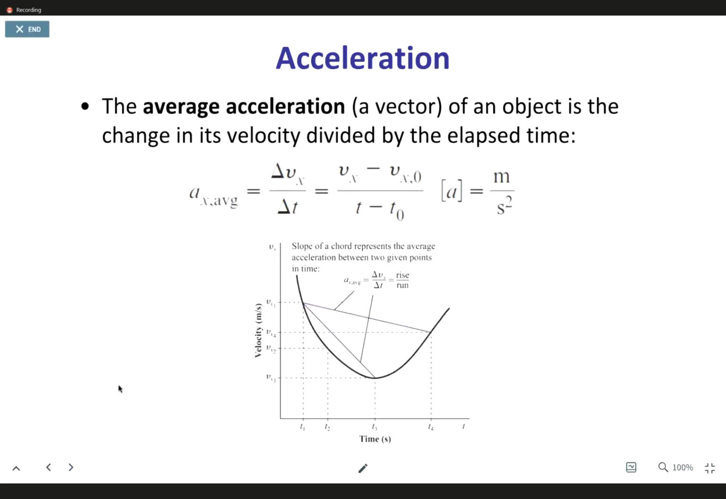So moving on, let's talk about acceleration. Acceleration is going to be a vector, and it's the change in the velocity divided by the change in time. That would be the average acceleration, sorry. And you would calculate it exactly the same way you would calculate average velocity, where you're looking at basically the slope of velocity versus time graph in this case.